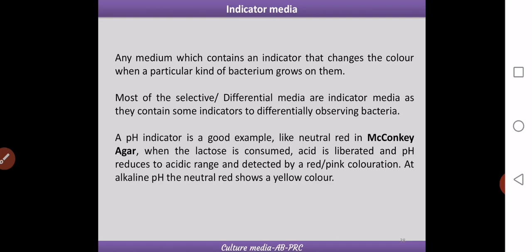Now the next category of media is indicator media. Indicator media are those which contain an indicator that changes color when a particular kind of bacteria grows on them. We have already seen certain examples for that. MacConkey agar is an example, lead agar is an example, EMB is an example. That means all those contain an indicator, and most of the selective differential media contain indicators.